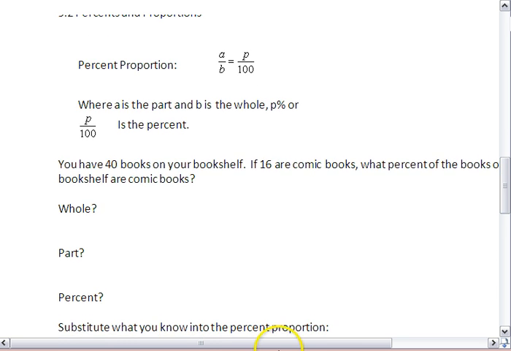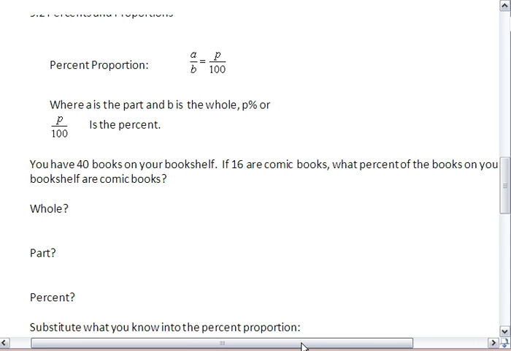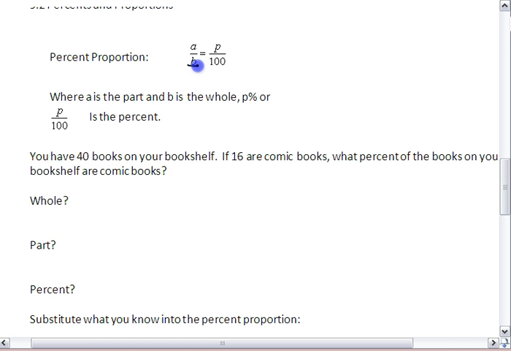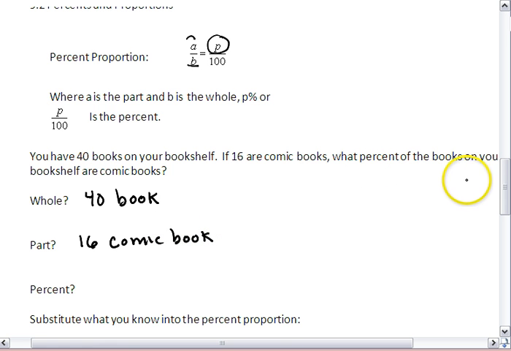Here's a story problem. I have 40 books on the bookshelf. 16 of the books are comic books. What percent of the books on the bookshelf are comic books? All right, let's think about that. We said B was the whole, A was the part, and P was the percent. In this problem, there are 40 books, so that's going to be my whole. That's the total number of books. 16 of those, or a part of those books, happen to be comic books. So there's my part.